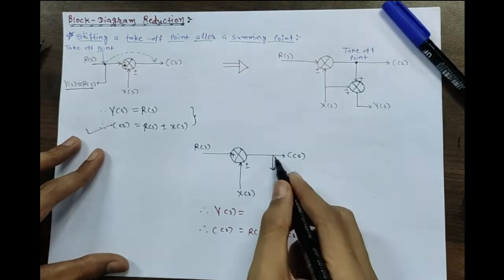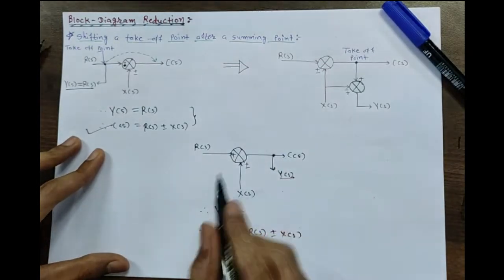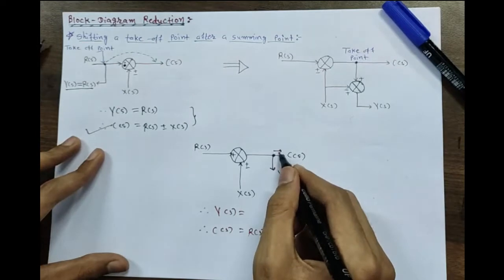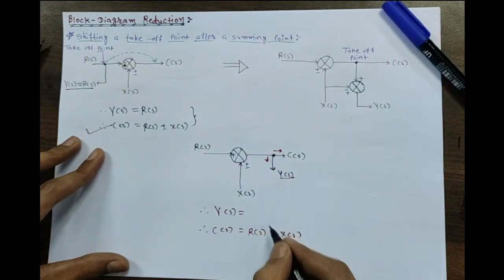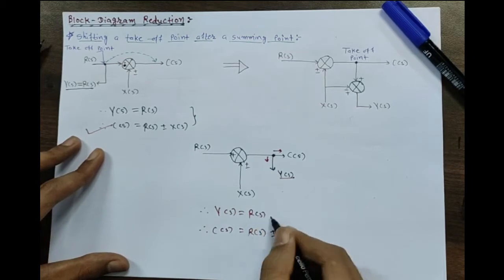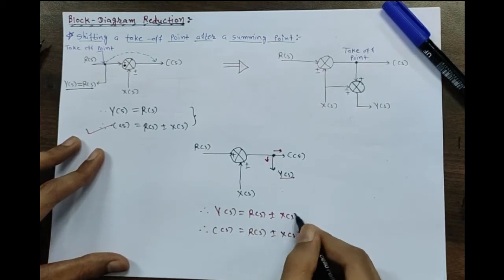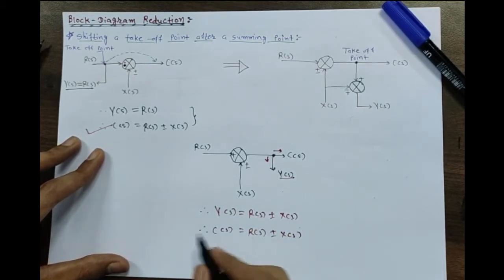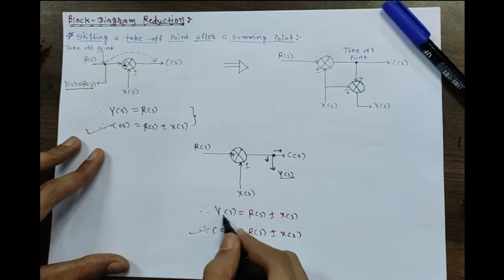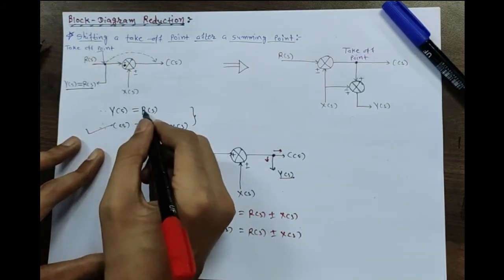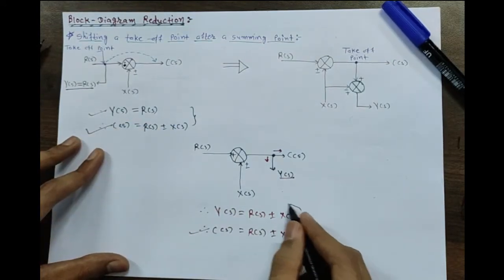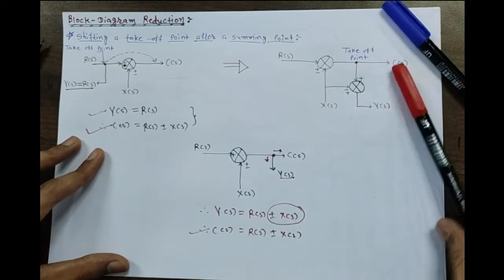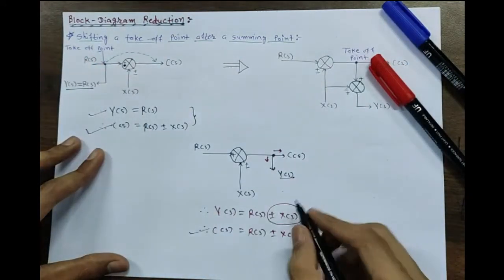So y of s is nothing but, here you can see the takeoff point is right here. It means whatever will be in this direction will be here also, or here also. That is why y of s is also r of s plus or minus x of s. Okay, so your c of s is equal, but you can see y of s is equal to, first it will be r of s. Now here you can see it is r of s plus or minus x of s. So this term is extra added.